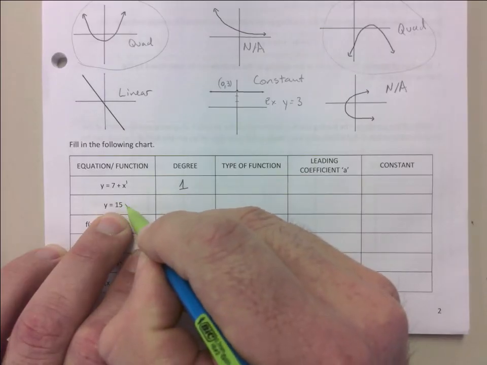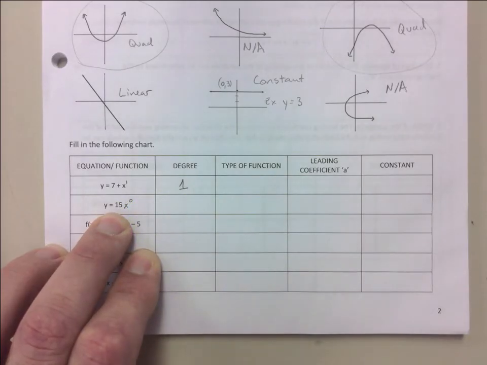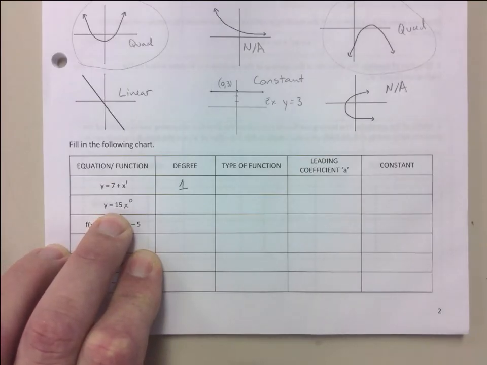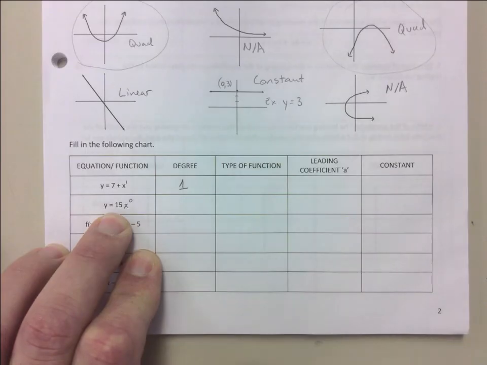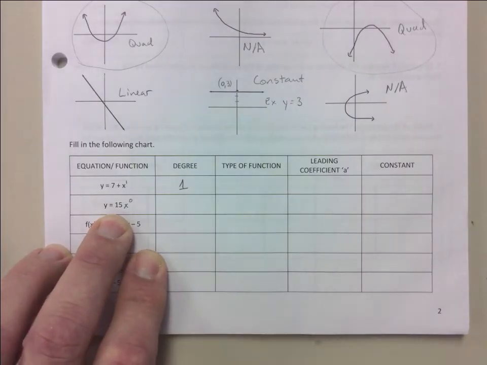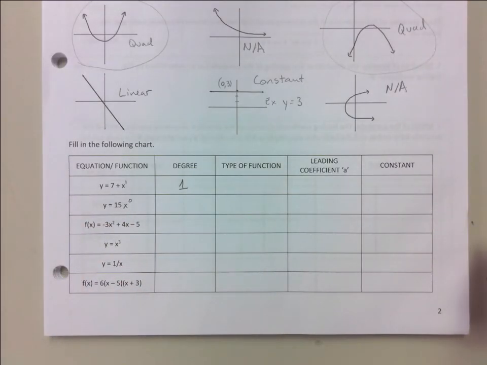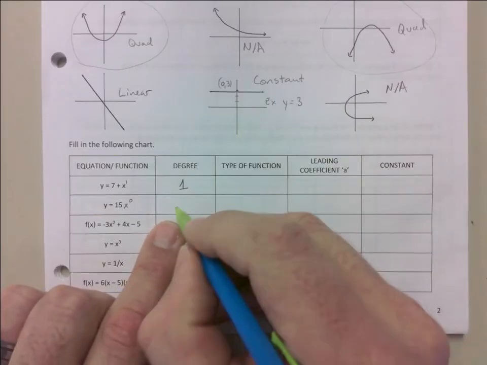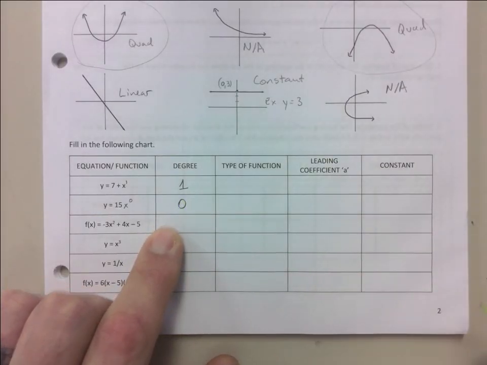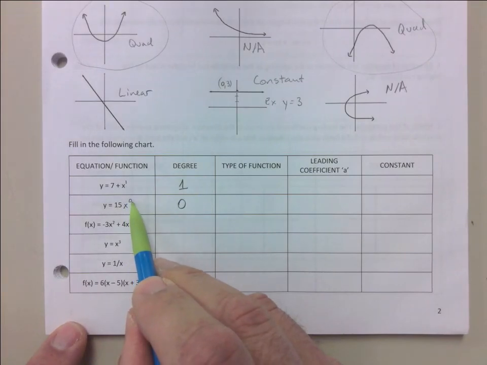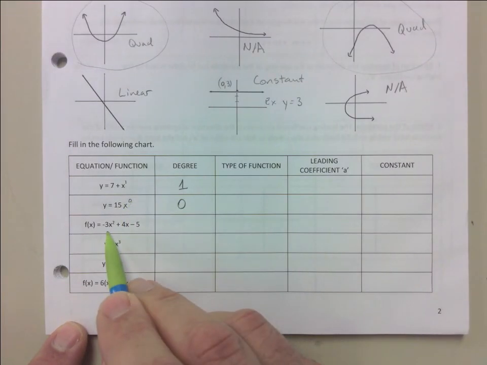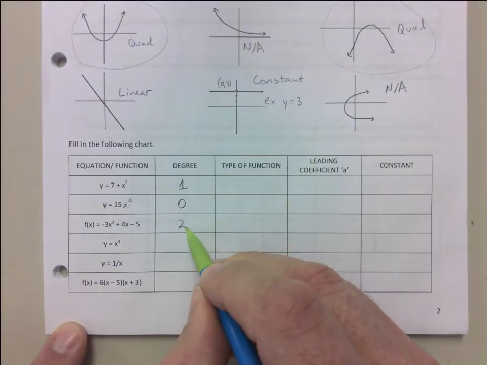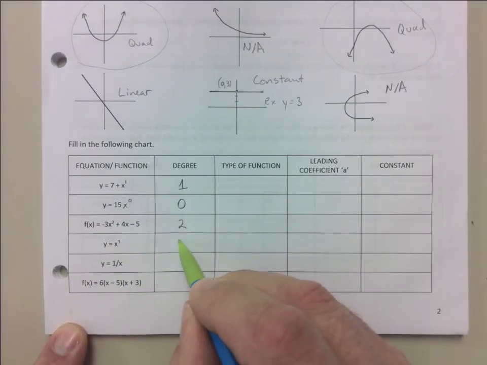What if I told you that there's an x to the 0 there? What is anything to the power of 0 always? It's always 1. Anything to the power of 0 is always 1. A million to the power of 0 is 1. Negative 500 to the power of 0 is 1. Okay? So the degree here is 0 because the highest exponent power of x is 0. What about here? Highest power of a variable is 2. Highest power of the variable is 3.